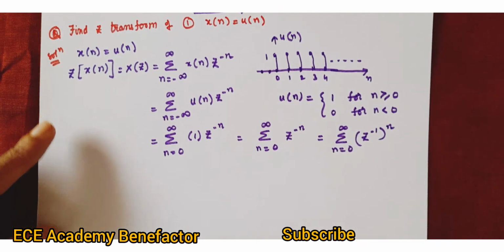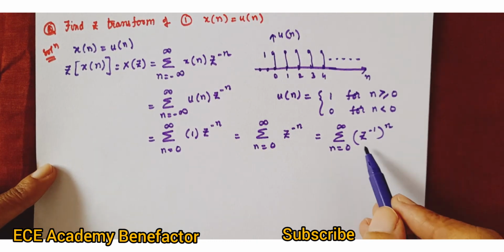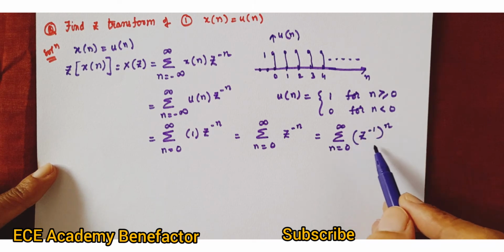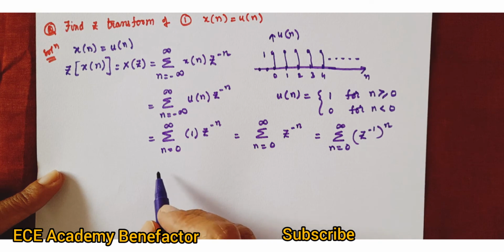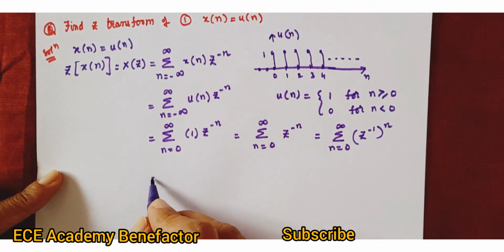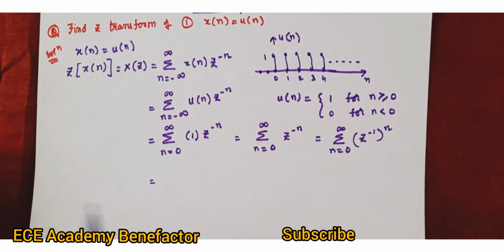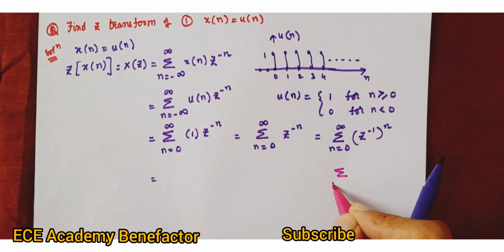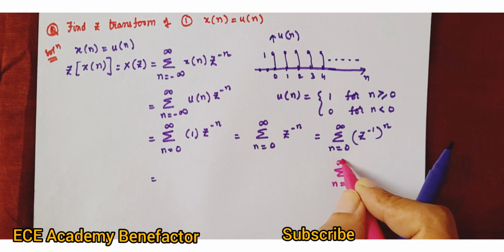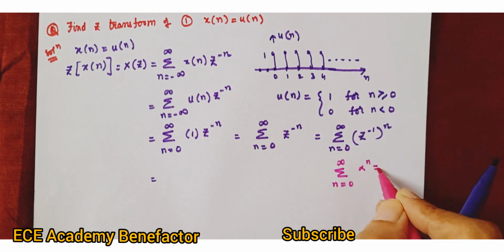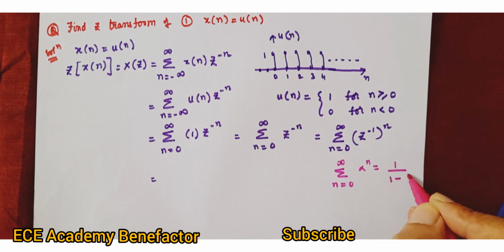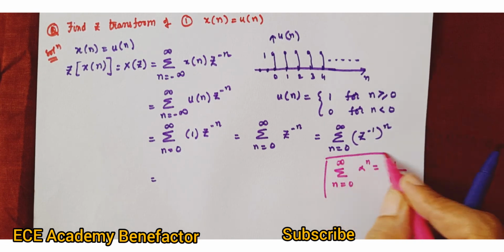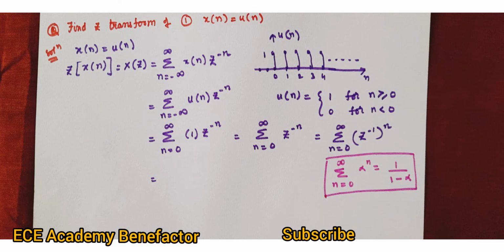So, what will be its ROC? Its ROC should definitely be that mod z to the power of minus 1 should be less than 1. Okay, so let us simplify this equation. You know the formula, summation n is equal to 0 to infinity alpha to the power of n, where mod alpha is less than 1, then we can write it as 1 by 1 minus alpha. This summation you have to remember.